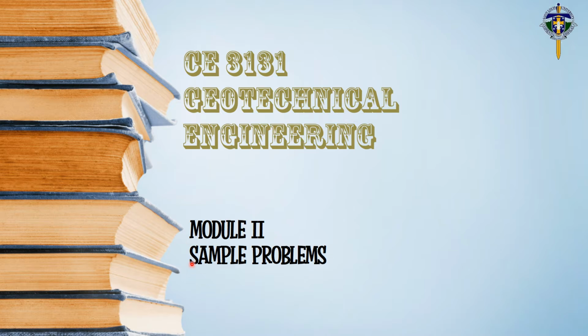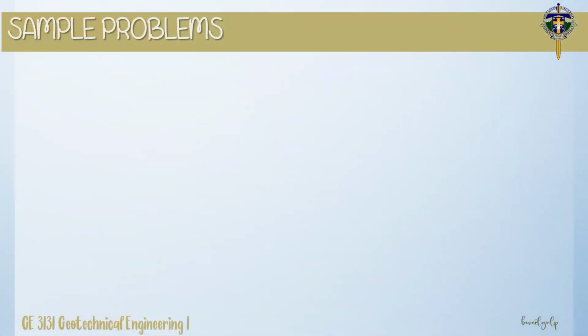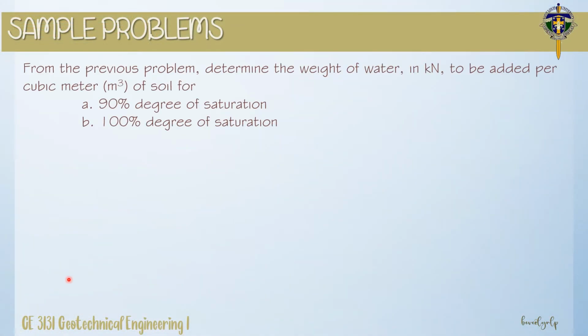Today we will be considering the sample problems in Module 2 of Geotechnical Engineering. So next, from the previous problem, determine the weight of water in kilonewton to be added per cubic meter of soil for letter A, 90% degree of saturation, letter B, 100% degree of saturation. So this problem is just a continuation of the second problem that we solved a while back.